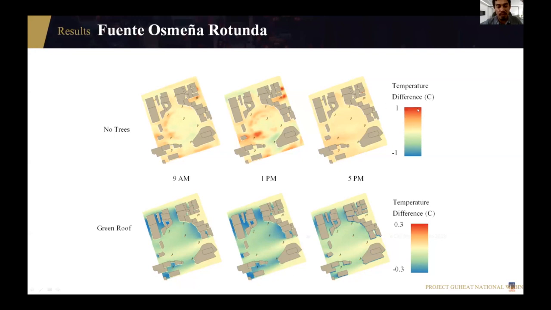So removing trees will increase the air temperature at 2 meters above the ground by 1 degree Celsius. And for the actual and the green roof temperature difference, as you can see here, there are a lot of blue zones, which means that the air temperature at 2 meters above the ground is cooler for the green roof compared to the actual scenario. So it's much cooler by 0.3 degrees Celsius. And the buildings here in Puente Osmeña Rotonda are low-rise buildings, from 20 to 30 meters in height.